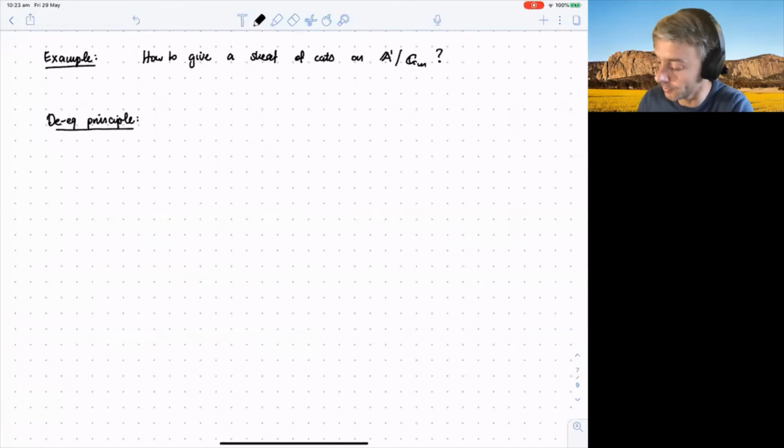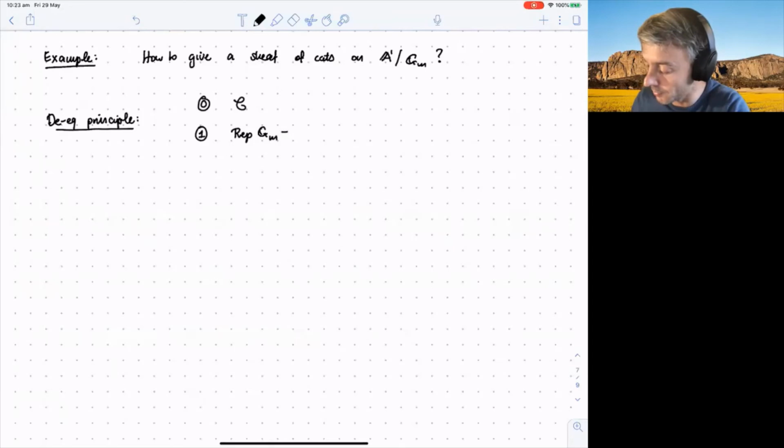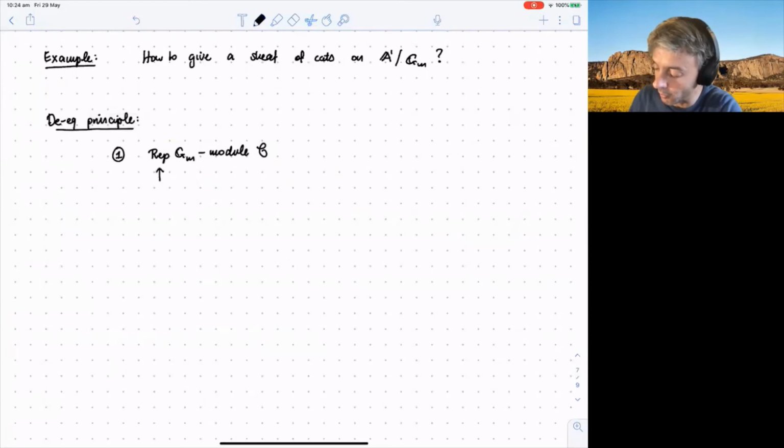So we need a category, we need a Rep G_m module C. And this is freely generated: the category of representations of G_m is freely generated as a tensor category by the natural representation, which I'll denote nat.